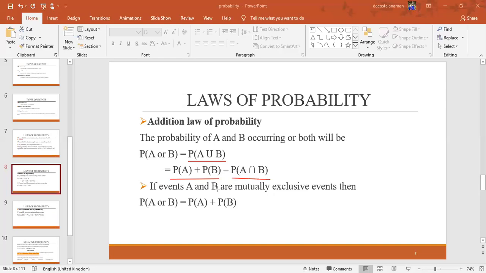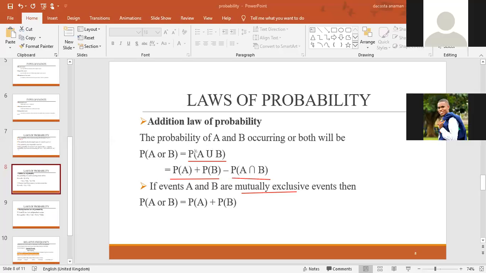But if A and B are not mutually exclusive and they occur at the same time, then we have to subtract that one from it so that we will not be doing what? Double counting. Is that okay? Nice.